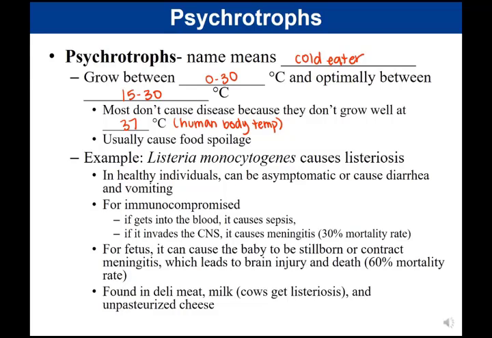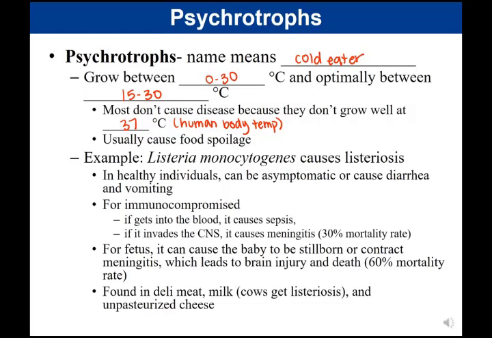And if a female is pregnant and she happens to ingest this bacteria and she gets listeriosis, for the fetus, it can cause the baby to be stillborn or to contract meningitis, which leads to brain injury and death and has about a 60% mortality rate. And so again, oftentimes pregnant females are advised, don't drink unpasteurized milk, don't eat unpasteurized cheese, and don't eat deli meats that haven't been thoroughly cooked. And what that means is typically they'll advise you to heat that deli meat until it's steaming. That should kill the listeriosis and therefore make it safe to consume those deli meats.